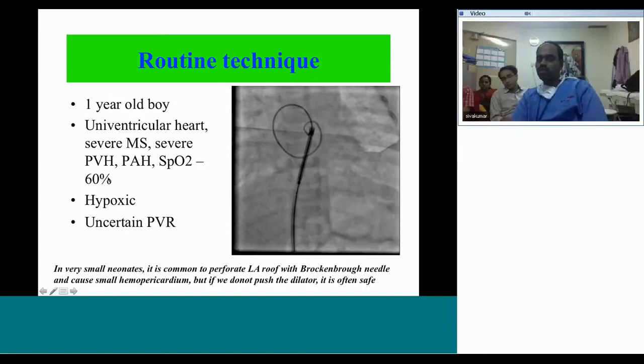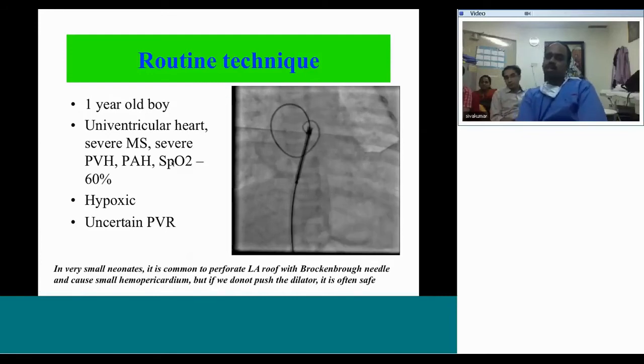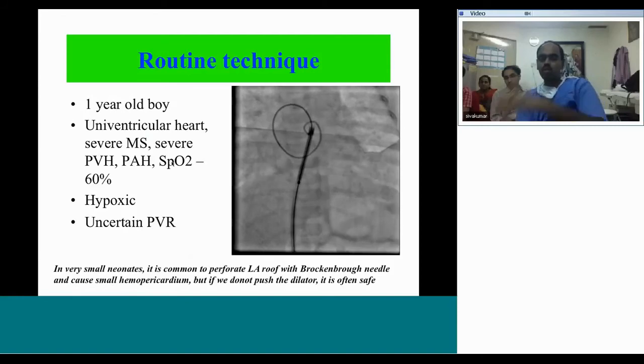You don't know how much operability will be there. So first you do the septal stenting, and after the septal stenting, after you relieve the left atrial pressure, then look at the QP by QS. And if the QP by QS is substantially large and the PVR is acceptable, then go for pulmonary artery banding.